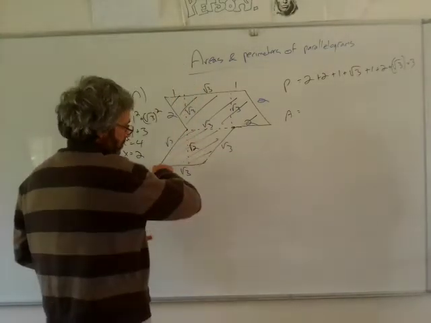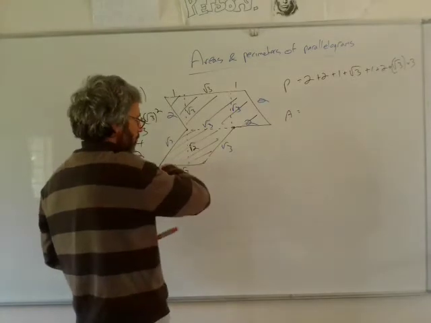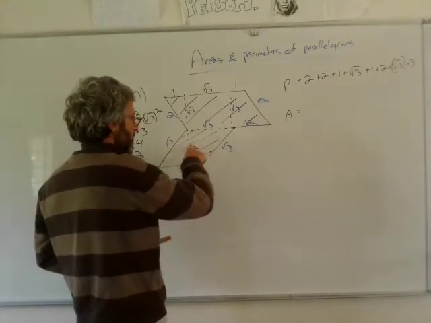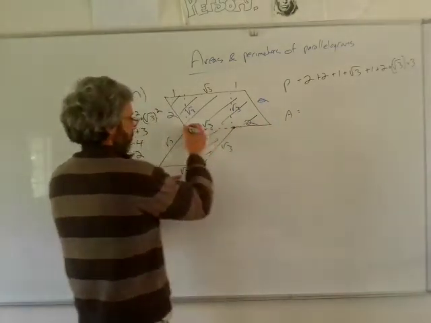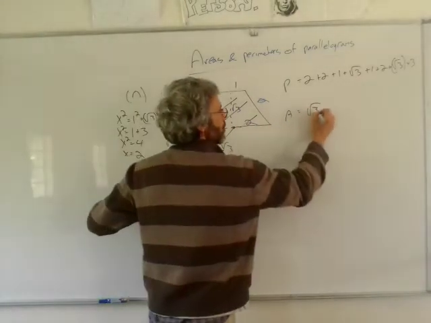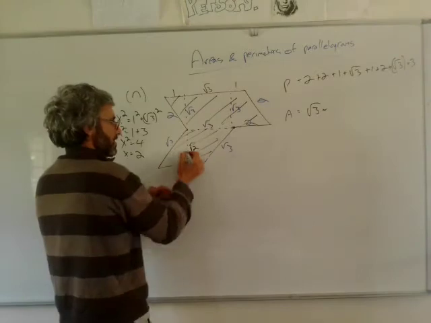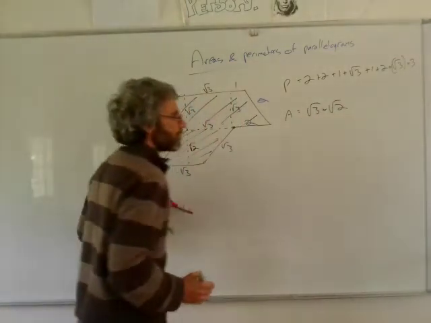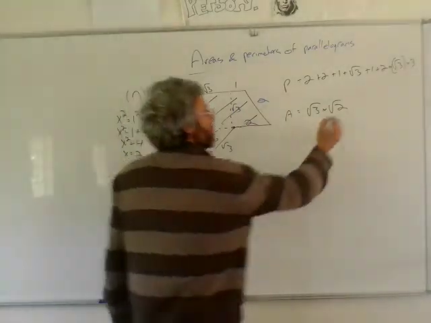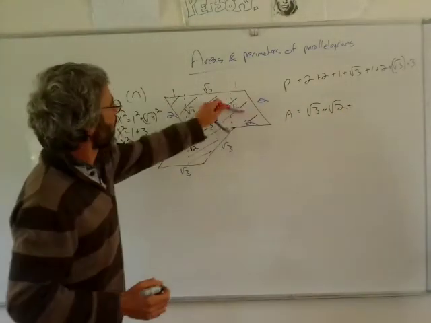We just need to do the base and the height. So we're looking for a base with a height in it. Okay, here's the height. So the area of the parallelogram, of the rhombus, is square root 3 times the height. This is the base and this is the height, square root 2. To that, we're going to add the area of the parallelogram.